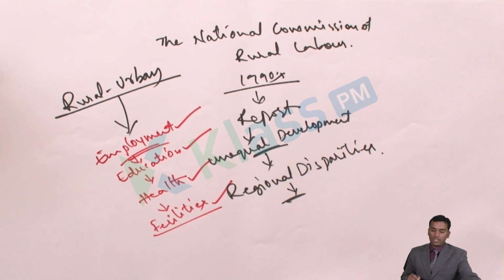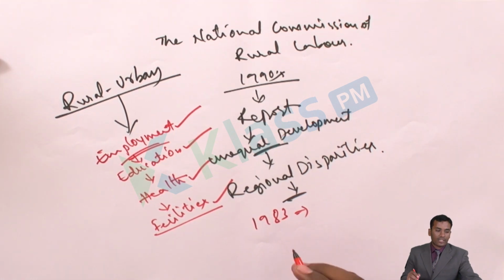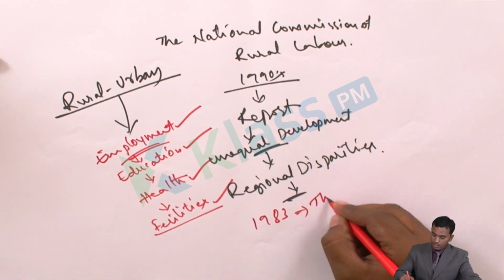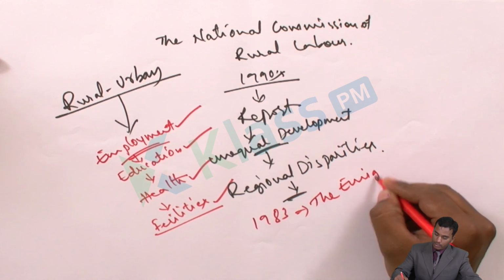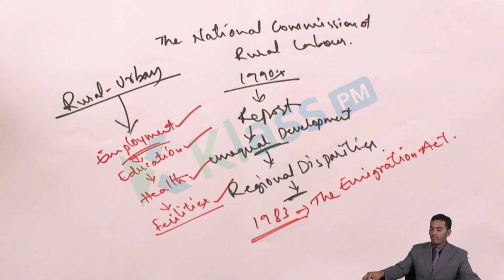According to this, in the year 1983, the Government of India passed an act called the Immigration Act. So according to this act, what are the functions, the role, the responsibilities, or the principles laid down in the Immigration Act?